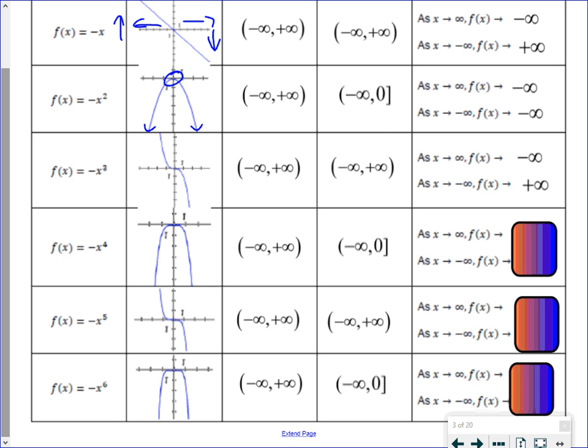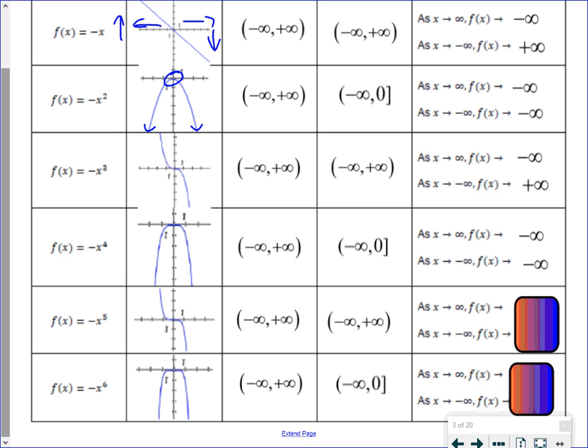F of x equals negative x to the 4th. This looks very, very similar still to f of x equals negative x squared. And same thing, the domain, range, and end behavior will be the exact same. So the domain is still all real numbers. The range is now negative infinity up to 0, including that 0. And as x is going to infinity, f of x is going to negative infinity. As x is going to negative infinity, f of x is going to negative infinity as well.